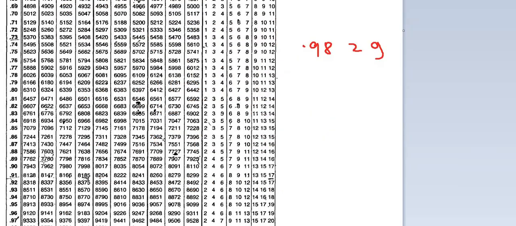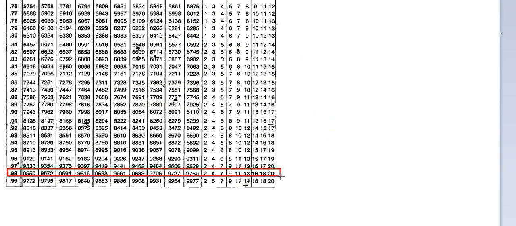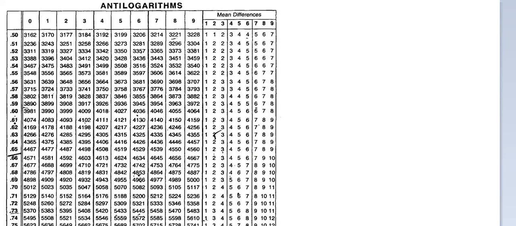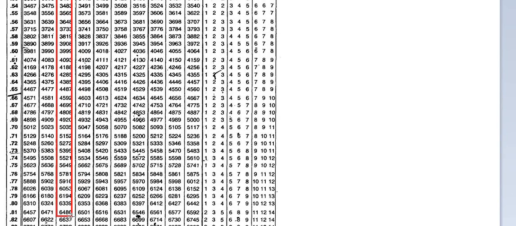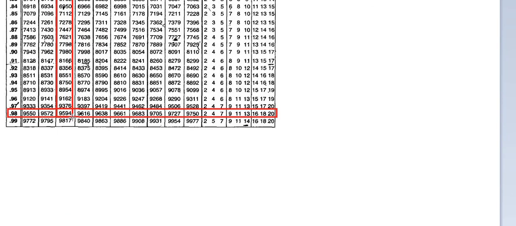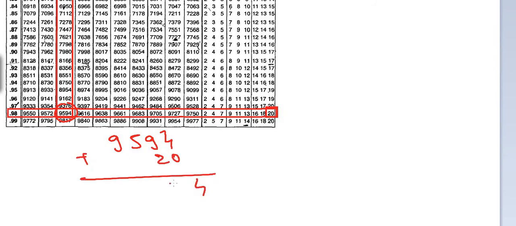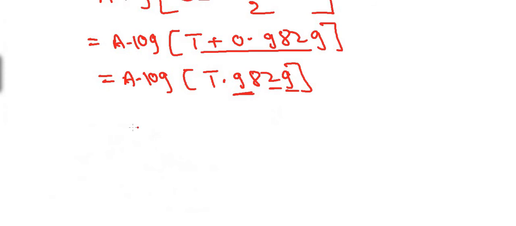Let us find the anti-log of 0.9829. Look at 0.98. So here is 0.98. Then in first row we have to locate 2. So this is 2. And the mean difference of 9, obviously the last mean difference. And therefore the mantissa is 9594 plus the mean difference 20. So 4, 9 plus 2, 11. Carry forward 1, 6, 9. 9614.